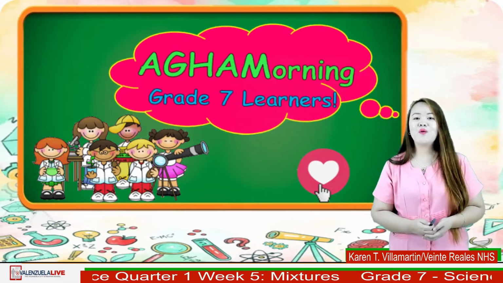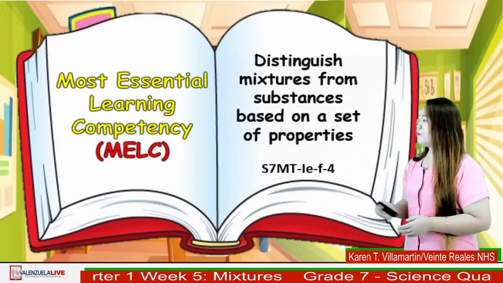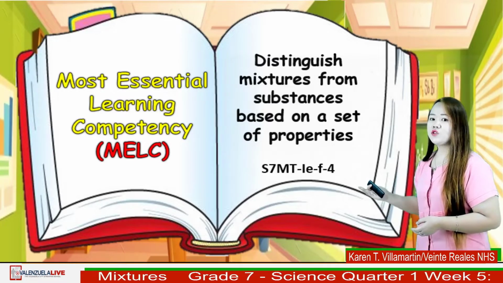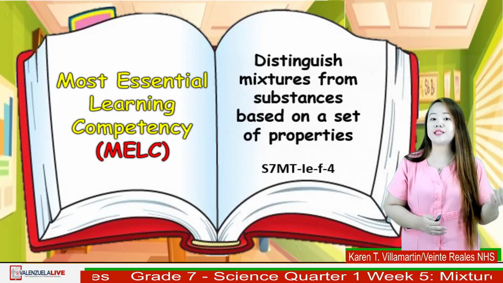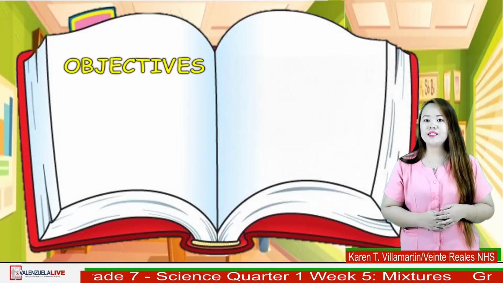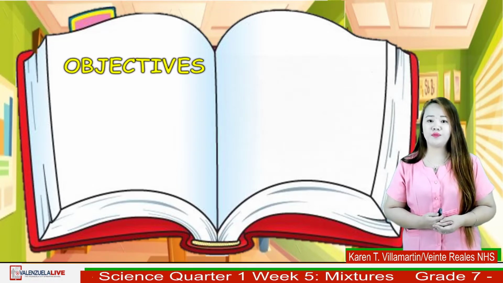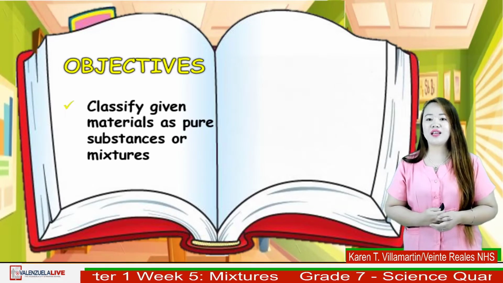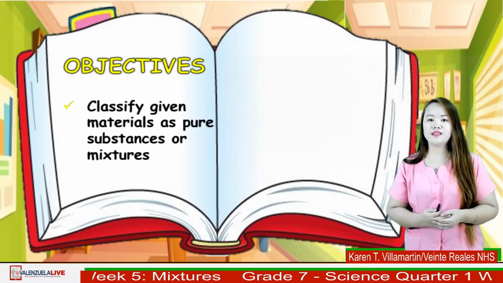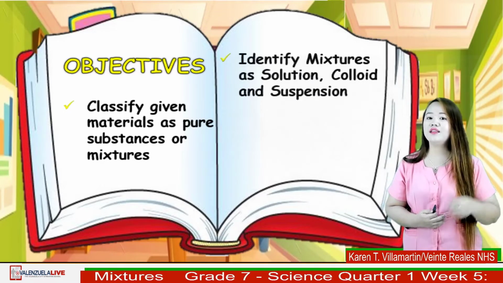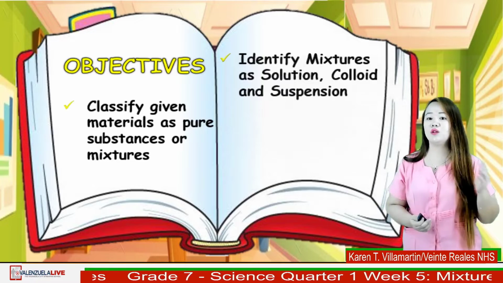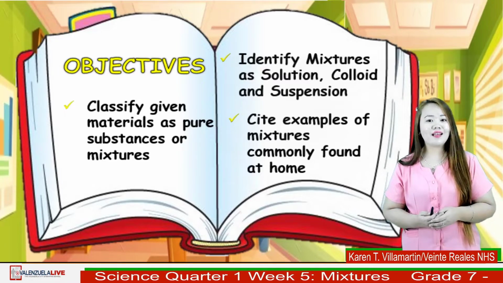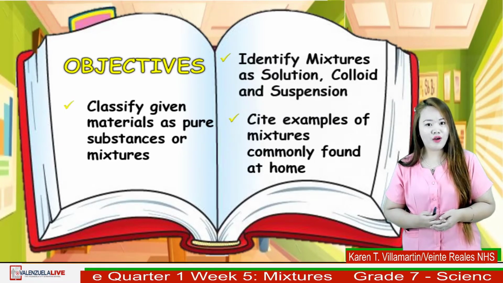Great! We are now in week 5, and for our most essential learning competency today, you should be able to distinguish mixtures from substances based on a set of properties. And these are the 3 objectives that we need to achieve today. The following objectives are: first, to classify the given materials as pure substances or mixtures. Second, to identify mixtures as solution, colloid, and suspension. And lastly, to cite examples of mixtures commonly found at home.